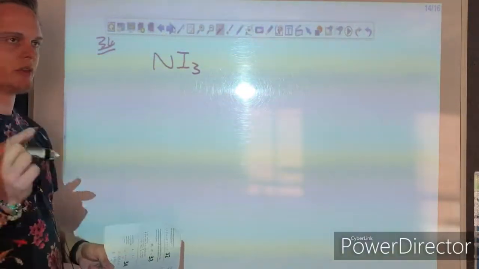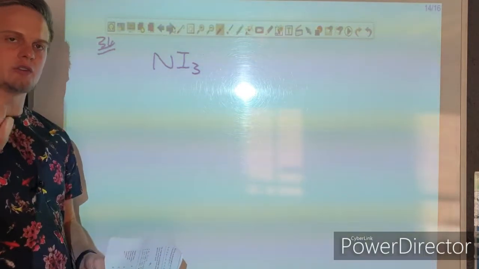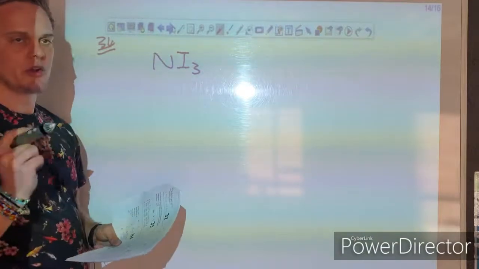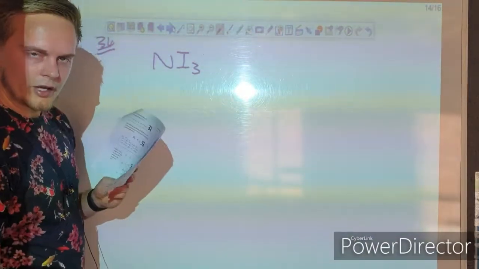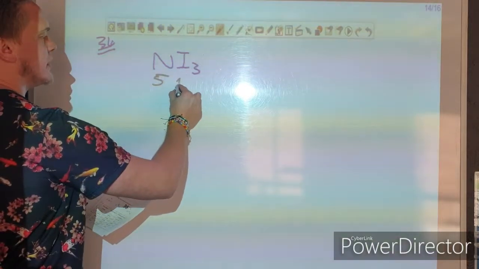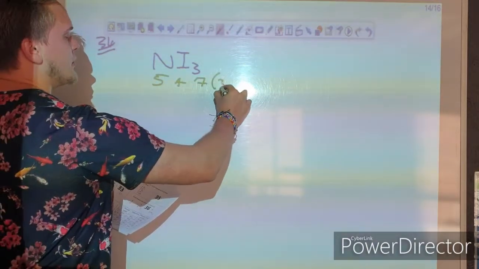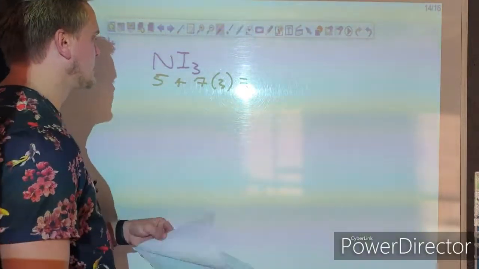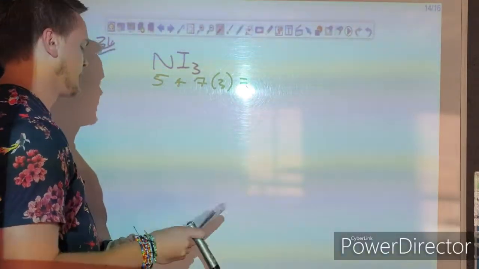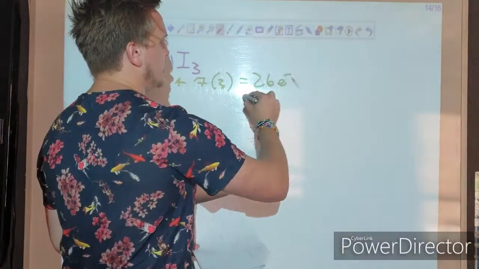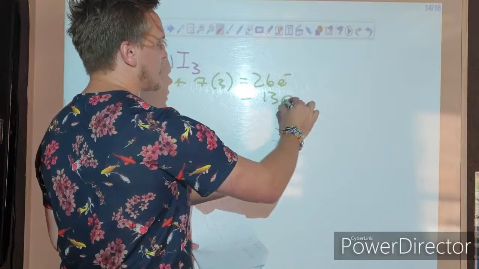So we're comparing the valence electrons, which are the outer shell electrons. We need to look at the group number, because your group number directly correlates to your valence electrons. So this is a group 5 element and a group 7 element, but we have 3 of them, so that is a total of 7 times 3 plus 5, so that's 26 electrons, meaning we have 13 pairs.